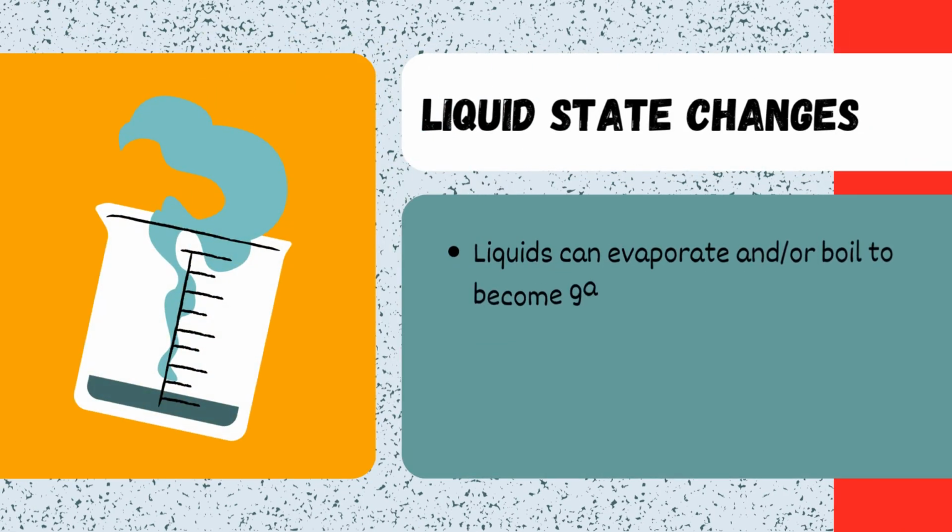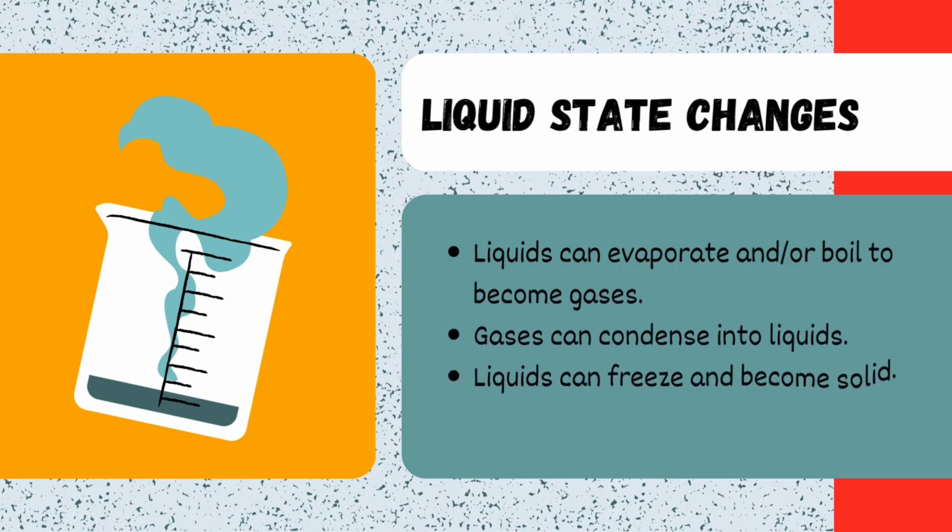Here are some changes that occur in liquids. Liquids can evaporate. It means when heat is given to any liquid, it boils and evaporates and becomes a gas. And gases can condense back into liquids, and liquids can freeze back and become solids. Solids can melt back into liquids. So these all are interconvertible.